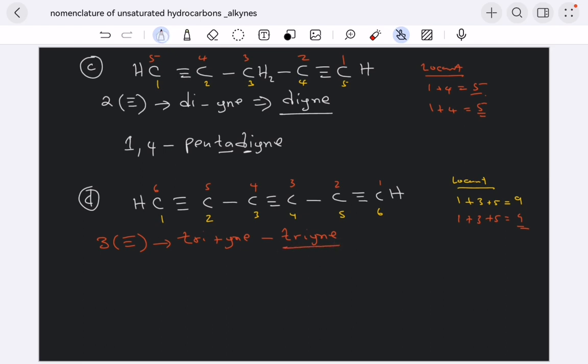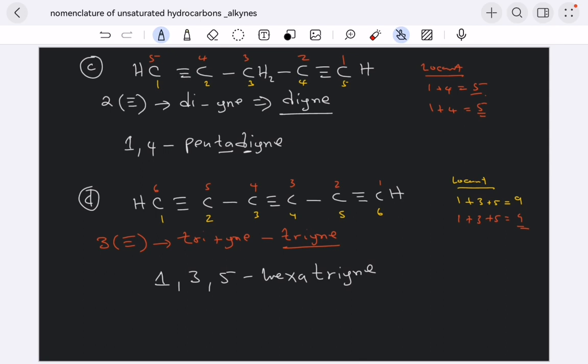So here, what will be the name? We start by recognizing the positions. So 1, 3, 5, then the parent name is 6. So 6 means hexa. So it's going to be hexa, then triyne. Hexatriyne. So that will be the name of this particular compound.